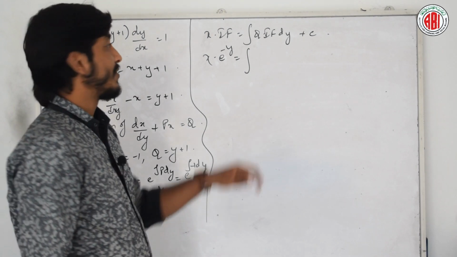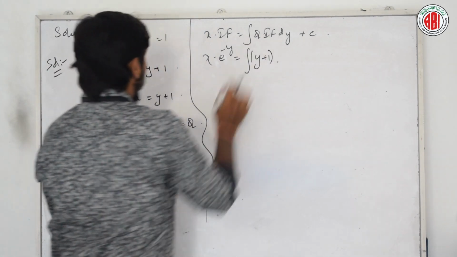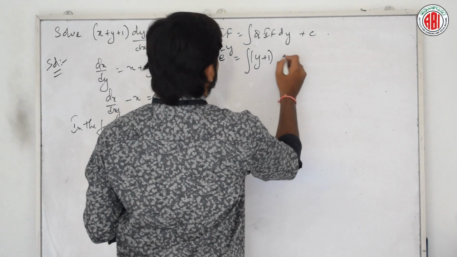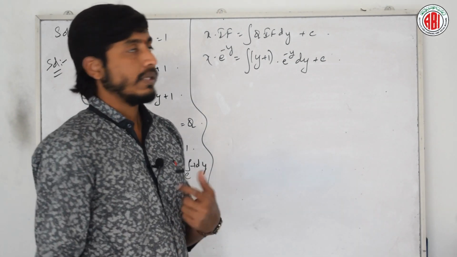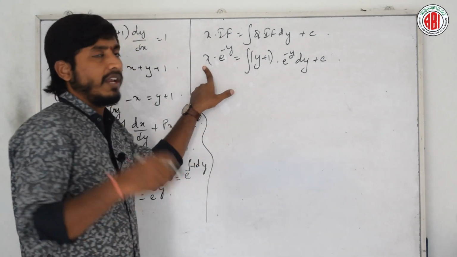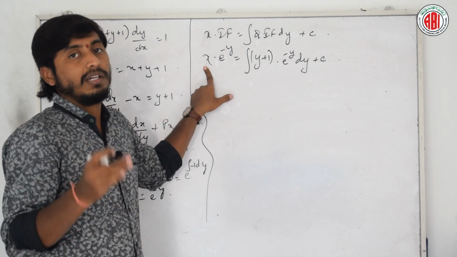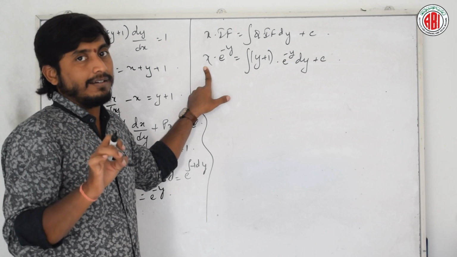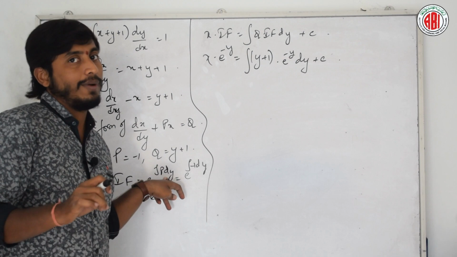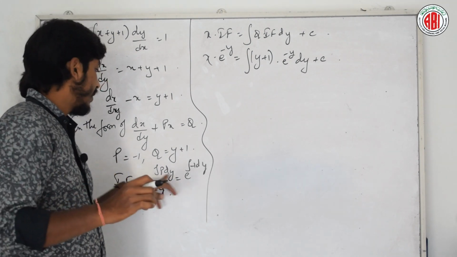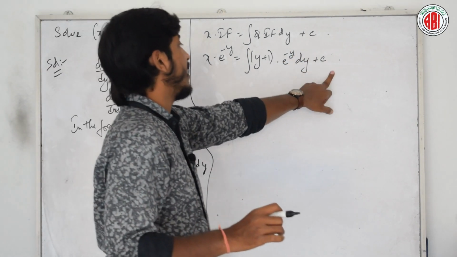Is it okay? So, what is q here? Q is y plus 1. Integral factor is e power minus y dy plus c. Is it clear? Whatever we did by putting y in that form, the same thing we will do by putting x here. There we used to always do dx. Here we have to do dy. Then only we will get it as e power minus y. So, here it is y plus 1 e power minus y dy plus c.